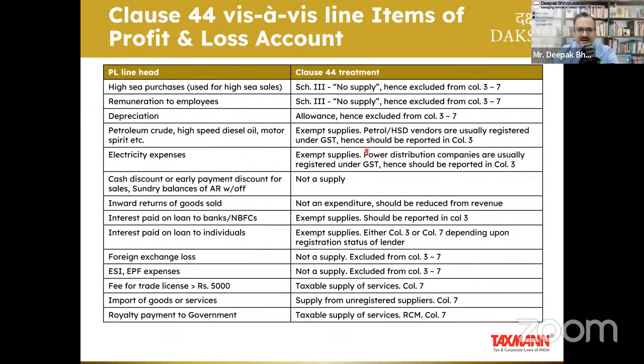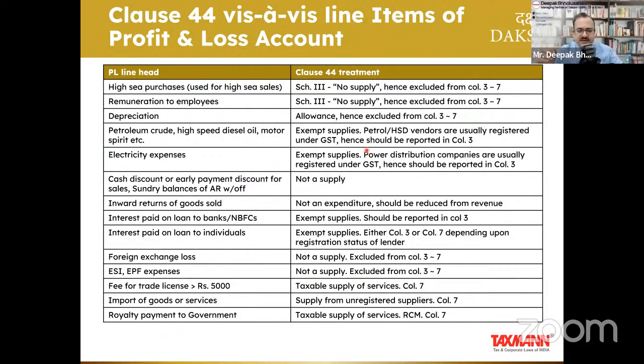So if I now look at certain line items, again, my dear friend, it is only a sample list. Your examples can be hundreds, it can be 200s, but I am generally taking those items on which there is some kind of confusion, right? So first of all, if I look at high C sale purchases, since I've already explained to you, if there are high C sale purchases which you are again using for high C sale also, it is covered by Schedule 3. Since it is covered by Schedule 3, there is no reporting required in column number 3 to 7. It is an exclusion. Remuneration to employee, covered by Schedule 3, it is an exclusion.